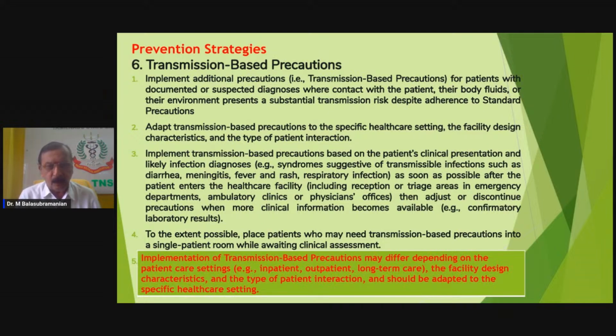Implement transmission-based precautions based on the patient's clinical presentation, likely infection diagnosis, and syndromes suggestive of transmissible infections such as diarrhea, meningitis, fever, and rash, or respiratory infection, as soon as possible after the patient enters the healthcare facility, including reception or triage areas in the emergency department, ambulatory clinic, or physician office. Then adjust or discontinue precautions when more clinical information becomes available. Example, confirmatory laboratory results. To the extent possible, place patients who may need transmission-based precautions into a single patient room while awaiting clinical assessment.